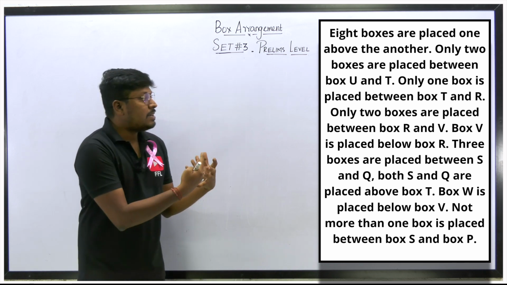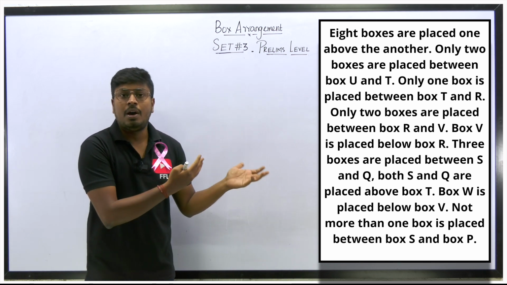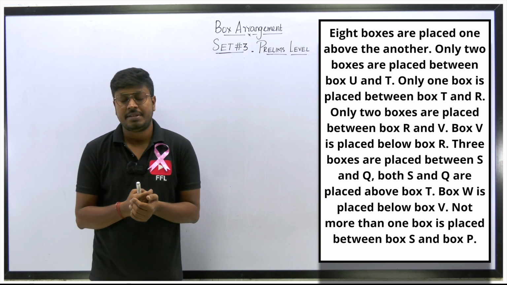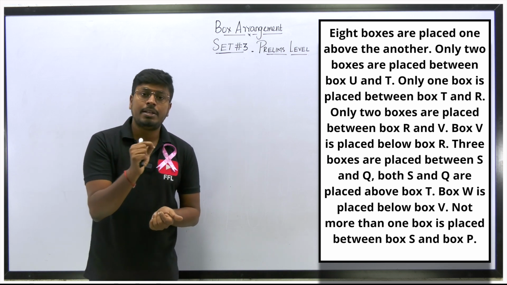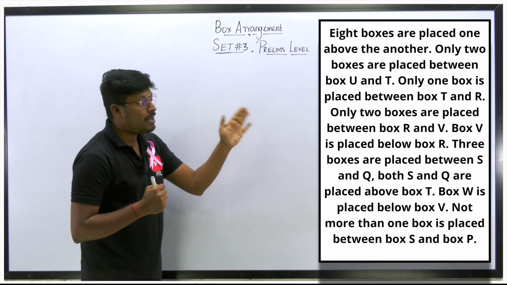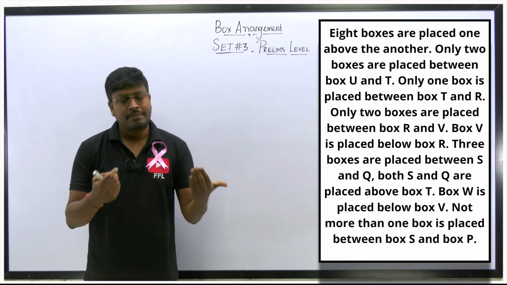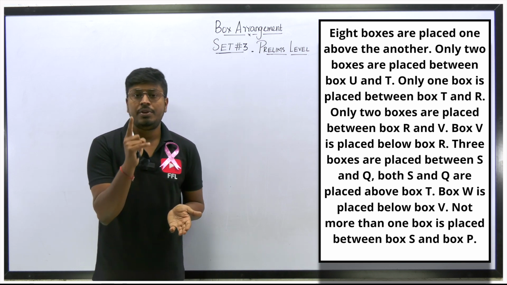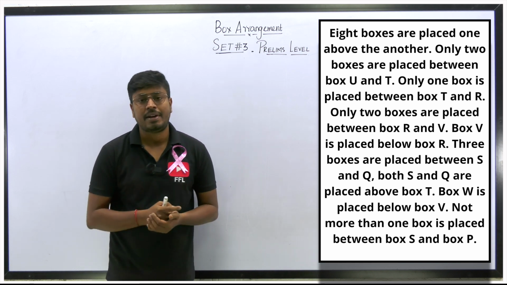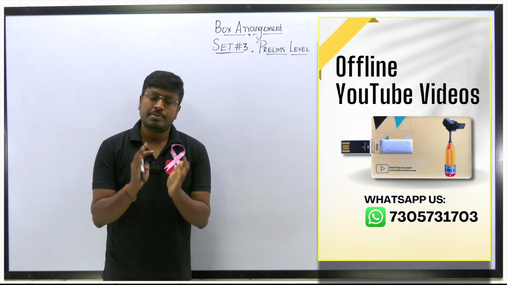If you watched set number 1 and set number 2, then you know how to solve these box arrangement questions. You have to draw the possible diagrams, and then try to eliminate some of them by reading the remaining lines of the given set, and finally you will get one possible diagram as your final answer. So practice more questions.